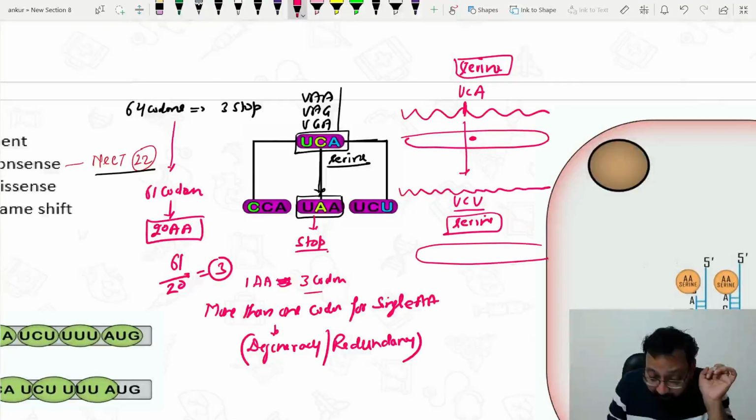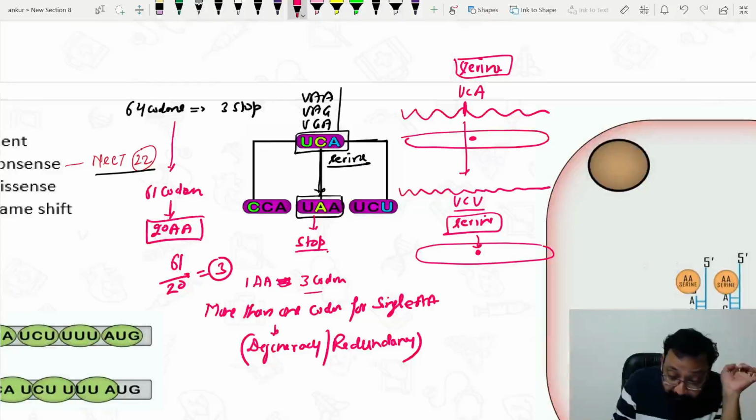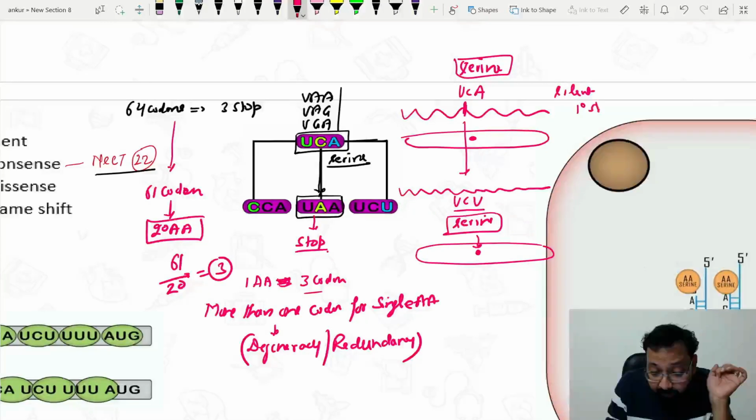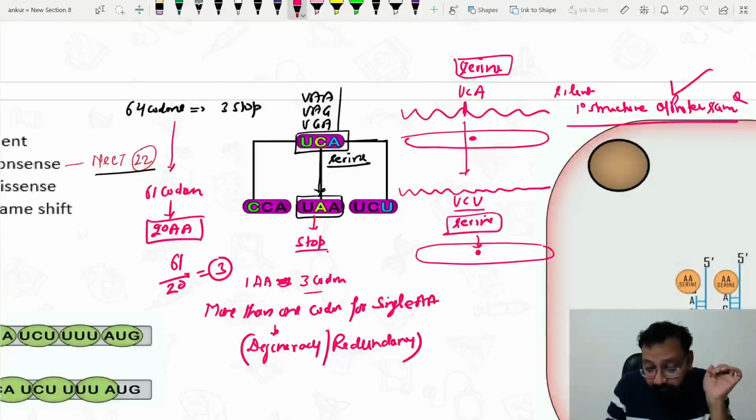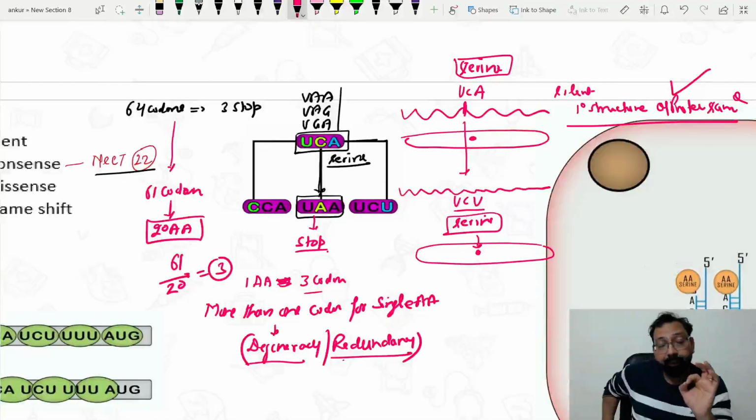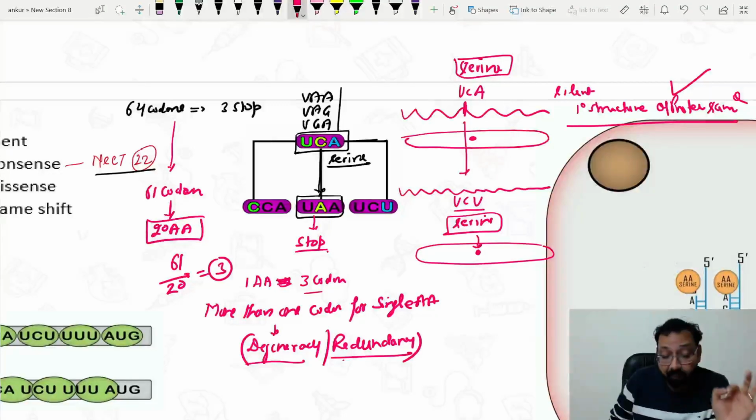If this messenger RNA makes a protein, it will have serine at the same position. This means in silent mutation, the primary structure of the protein remains the same. This is an important question. A question can be asked that silent mutation is possible because codons are degenerate. Why am I telling you this?